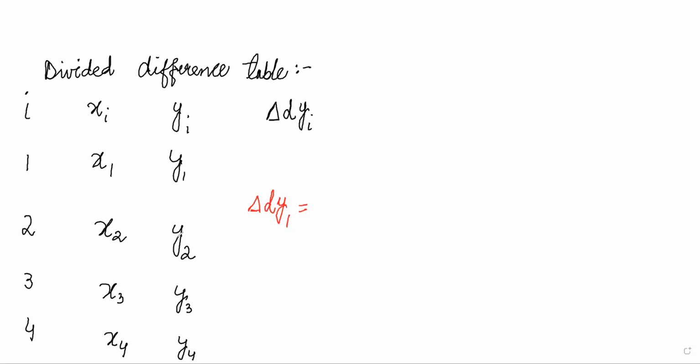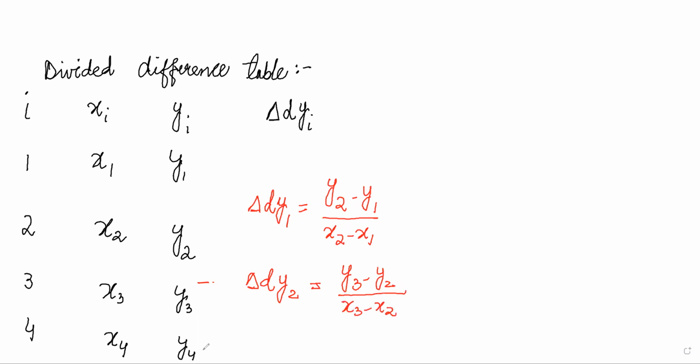First central difference is defined as y2 minus y1 divided by x2 minus x1. This is quite easy. This is the first central difference. The second, delta d y2, is written as y3 minus y2 divided by x3 minus x2. And the last central difference, that is the first central difference of the third entry, will be y4 minus y3 divided by x4 minus x3.